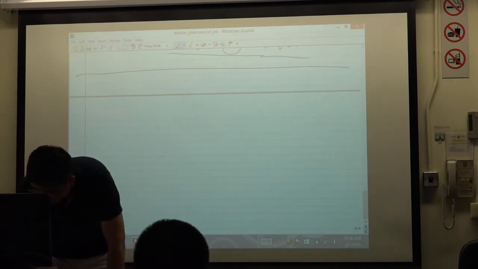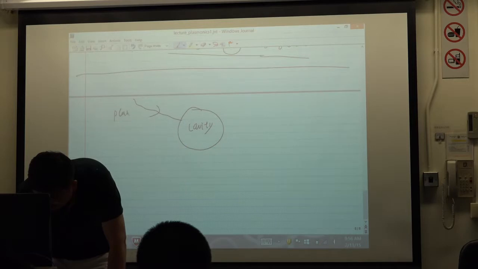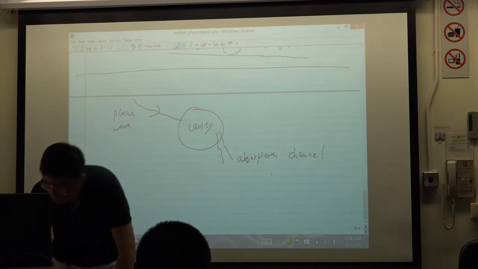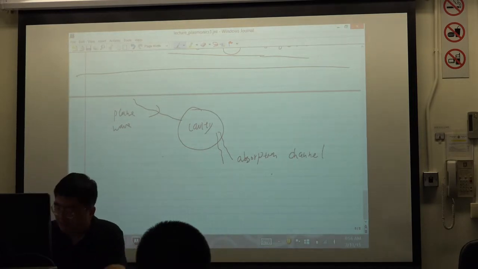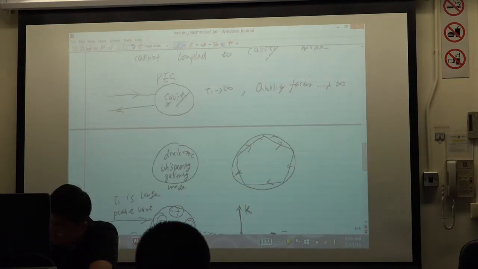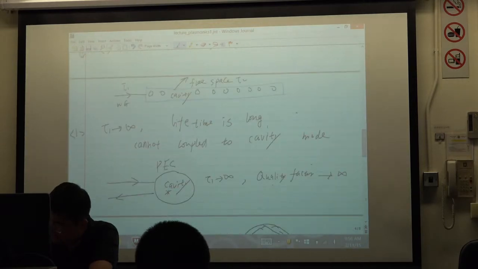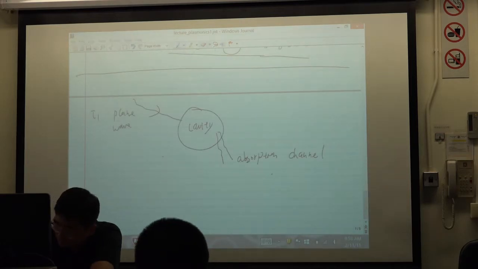Another, I just draw this picture. It's a cavity. This is a plane wave. This is an absorption channel. This is a no waveguide channel. I call this tau 1. So I just go back to the original form. I call this tau 2. This is tau 3.